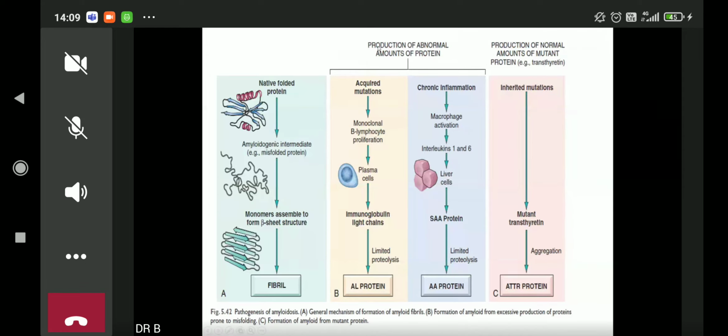Let's look at this chart, which says that if there are some kind of mutations in plasma cells, these plasma cells start secreting abnormal light chains, which lead to formation of AL protein, which gets deposited.